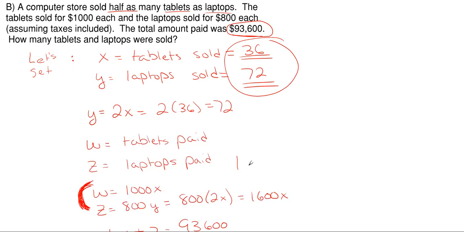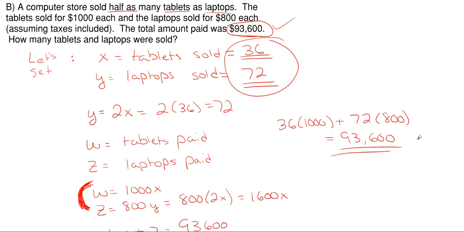Well, like with all problems, let's double check our final answers here. So using this equation down here of W plus Z, we would have 36 tablets times $1,000 plus 72 laptops times $800. And what does that give me? That gives me $93,600, which is the total amount that we sold and that we are paid for it. So my answers are correct, being 36 tablets and 72 laptops.